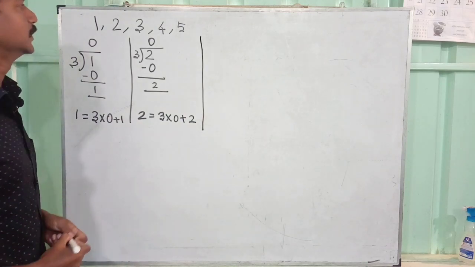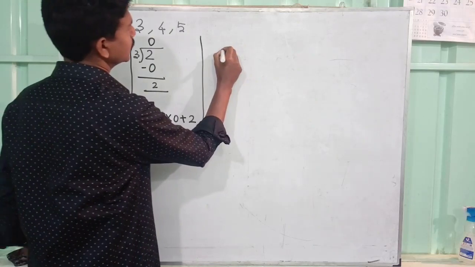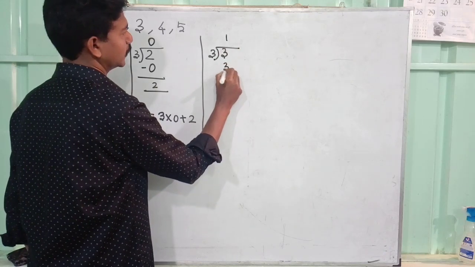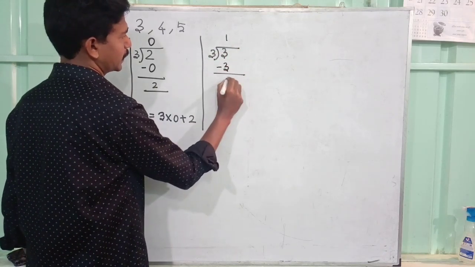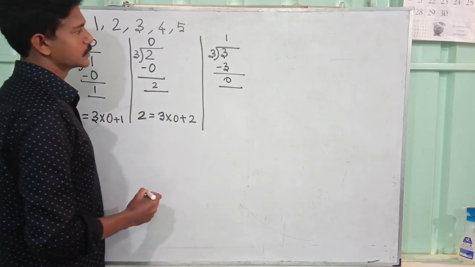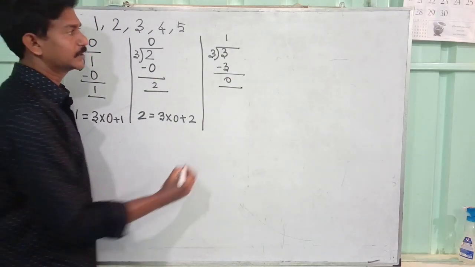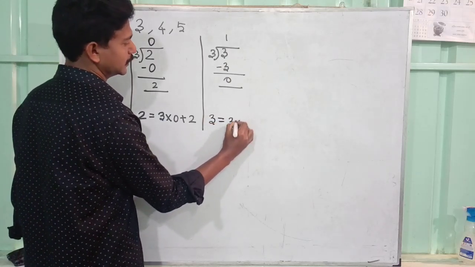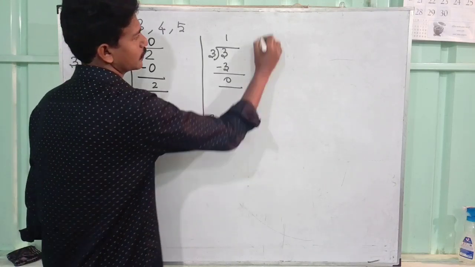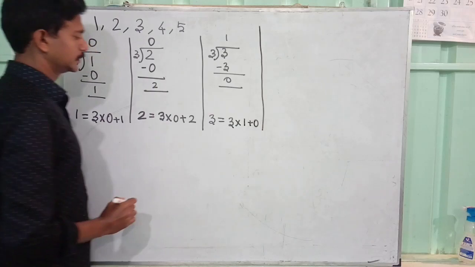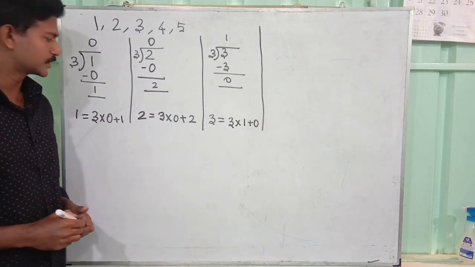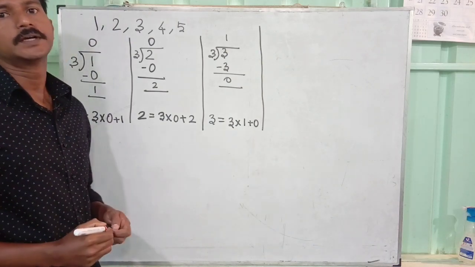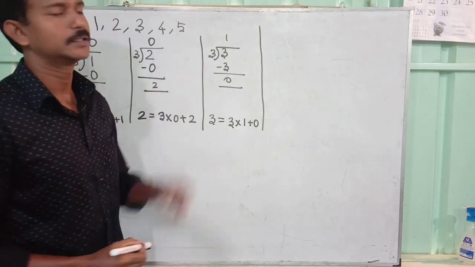Now let me take the next number, 3. 3 divided by 3 goes one time. 1 times 3 is 3. When we subtract, the remainder is 0. So how can you write this in Euclid's division lemma format? The dividend 3 is equal to divisor 3 into quotient 1 plus remainder 0. Now observe the remainders we got: 1, 2 and 0. And we are going to divide the next numbers, 4 and 5.